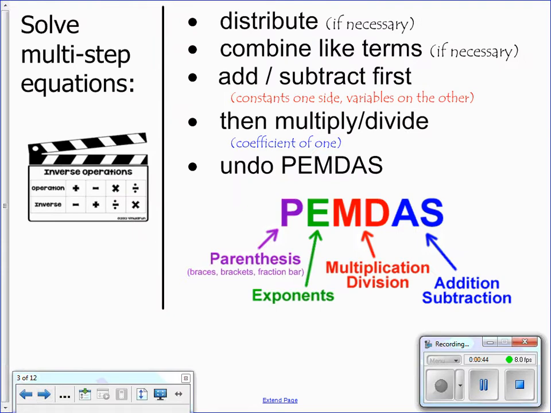So to solve a multi-step equation, the first thing you want to do is distribute if you need to. If there's parentheses in there, you're going to have to distribute first. And then combine like terms. Those are terms that are the same variable, same power on the same side of the equal sign. Then we add or subtract so that we get constants on one side, variables on the other. And then we multiply or divide because we need that coefficient to be 1.